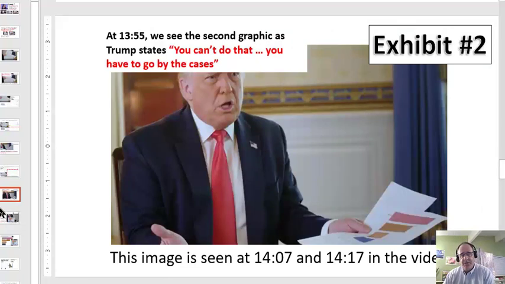When Jonathan says, I'm talking about the proportion of deaths per population, Trump is flummoxed and distressed. And he says, you can't do that. You have to go by the cases. So this is now at minute 14:07. For about 10 seconds, you can see the second graphic here, where he's using it to make the argument that Jonathan's interpretation is wrong, that the graphic presented in the first case was accurate.